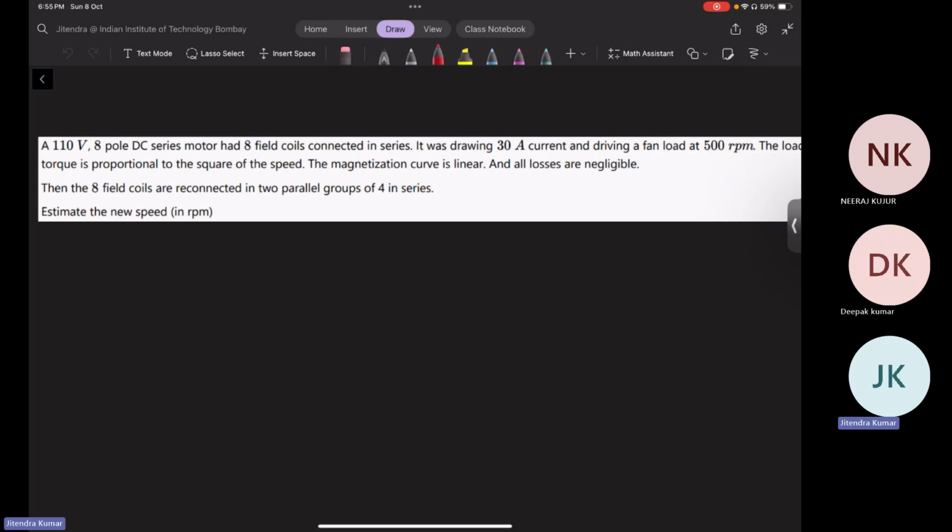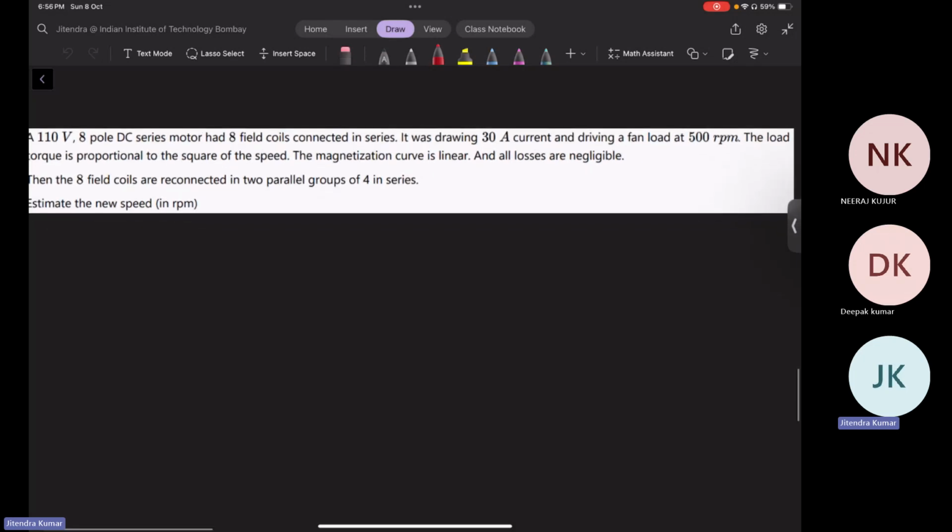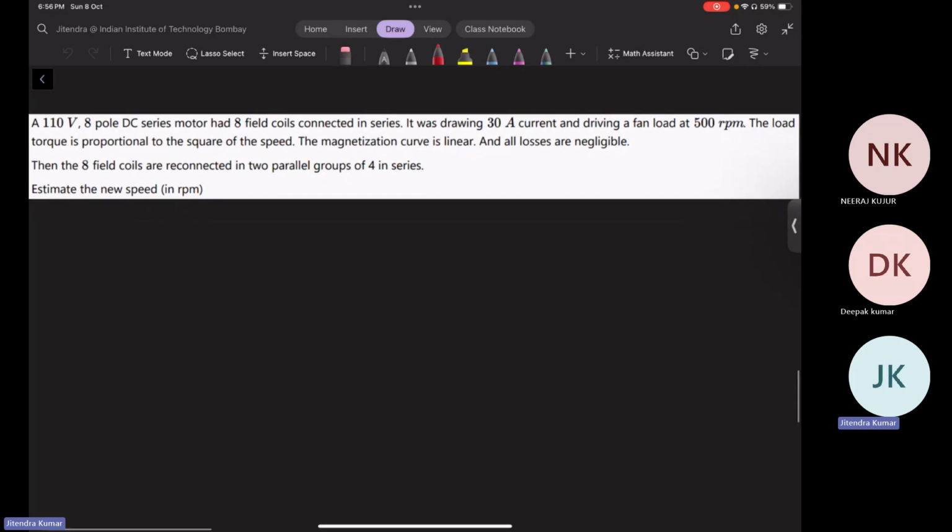A 110 volt 8 pole DC series motor has 8 field coils connected in series. It was drawing 30 amps of current and driving a fan load at 500 RPM. The load torque is proportional to the square of the speed. The magnetization curve is linear. So again, we can ignore the saturation condition, and all losses you can also ignore. Now, in the next case, you are reconnecting the 8 field coils in two groups of 4 coils in series.